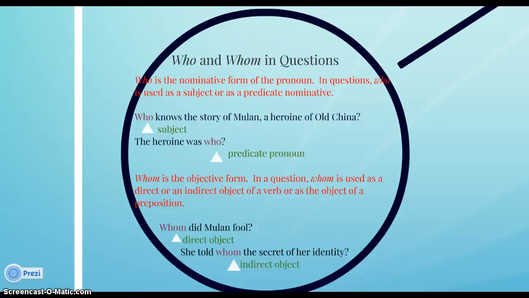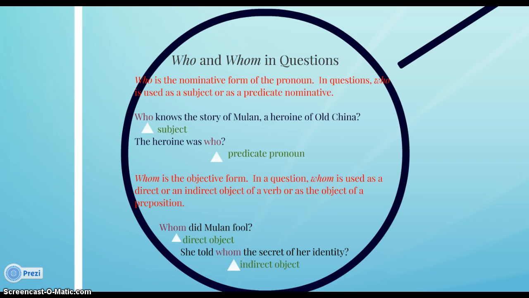Now let's look at our second example. The heroine was who? This is a predicate nominative or predicate pronoun because it follows the linking verb was and refers back to heroine. So in these two sentences, we're looking at who because it's working as either a subject or a predicate nominative. Let's talk about whom now.